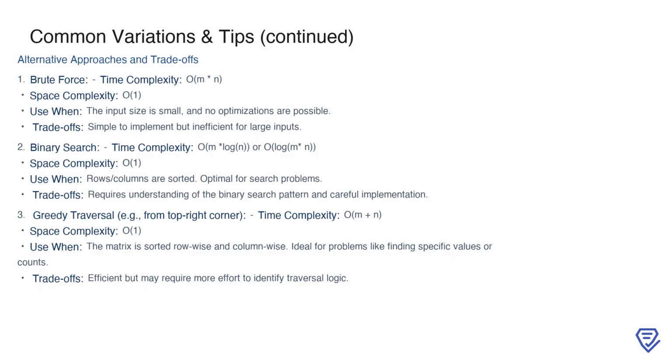Another efficient method is greedy traversal, such as starting from the top right corner and moving strategically based on the matrix's sorted properties. This approach has a time complexity of O(m + n), and space complexity of O(1), making it ideal for problems like counting specific values. While efficient, it may take additional effort to design the traversal logic and ensure correctness.